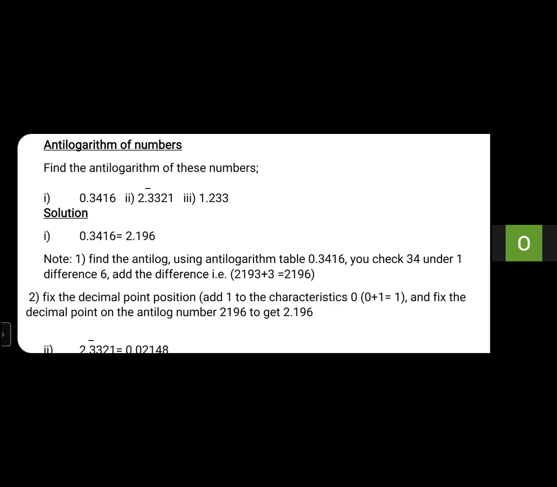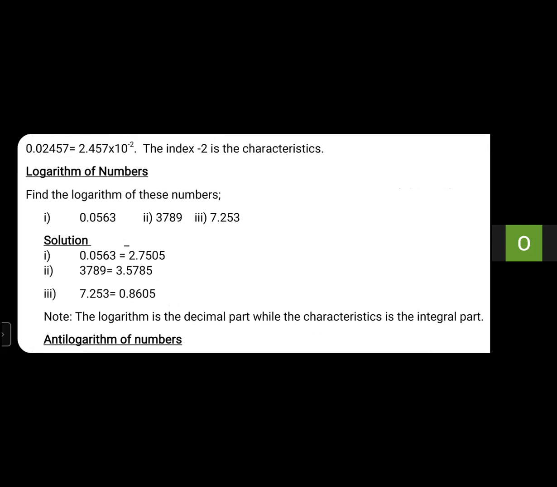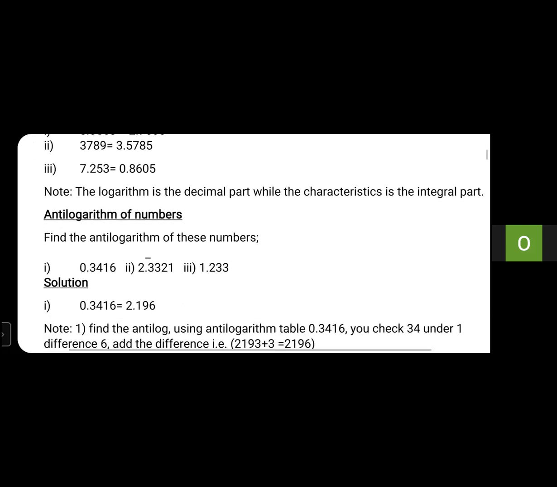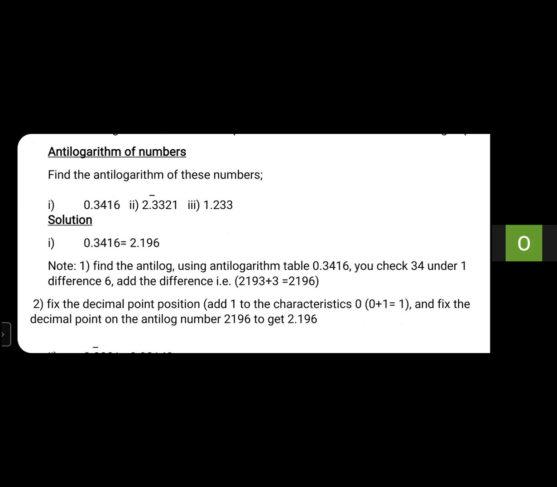Now, when you are dealing with anti-logarithm, you know that in logarithm, whether it is before or after the decimal point, we put it together. For instance, we have 7.253. We say 72 under 5 difference 3, right? We don't neglect the numbers before the decimal point. But note that in anti-logarithm, the numbers before the decimal point have nothing to do with your anti-logarithm table. If you are checking for any number under the anti-logarithm table, it is the number after the decimal point. That is your decimal part. Do you get it? Yes, ma'am.